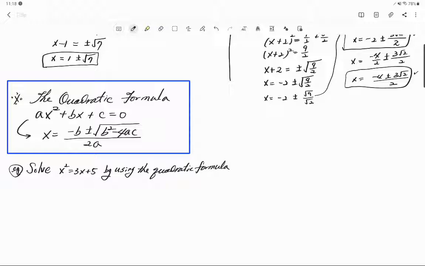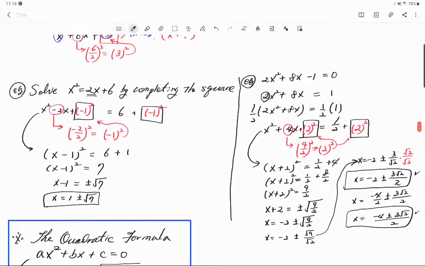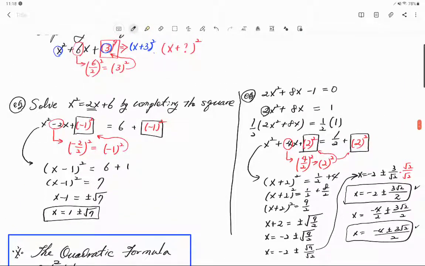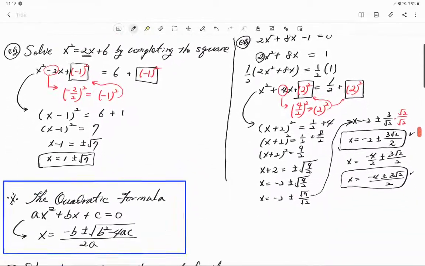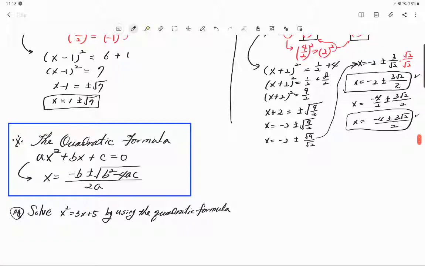We already explained the completing the square method and the factoring, right? And this is the third method that you can try. So how do you memorize this formula? Well, okay, let me make a story. I made a story to memorize this one.